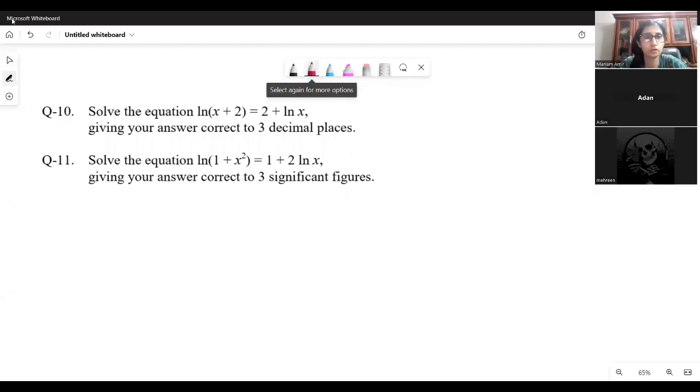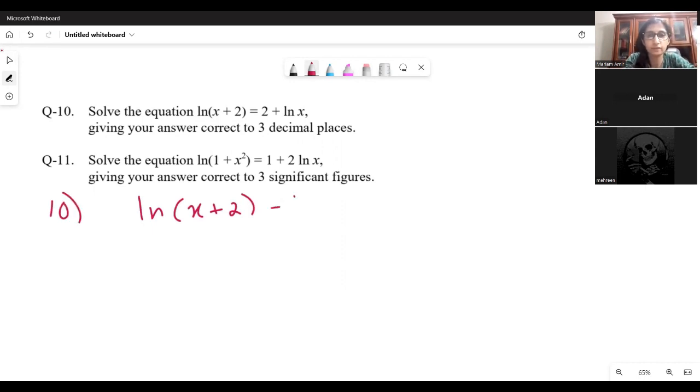Homework corrections, question number 10. Solve this equation giving our answer correct to 3 decimal places. So we have variables inside log here and here. So we'll bring both the log terms to the same side: ln(x + 2) minus ln x is equal to 2.